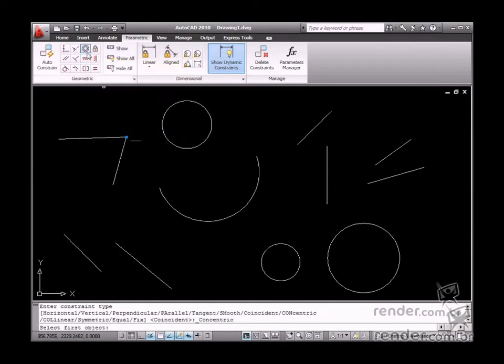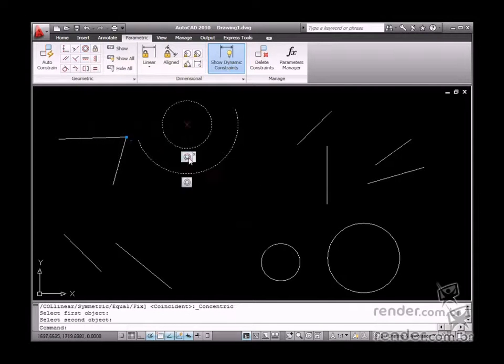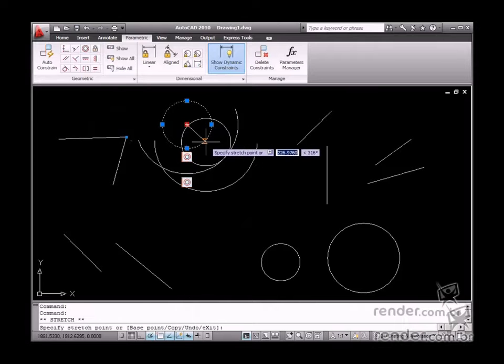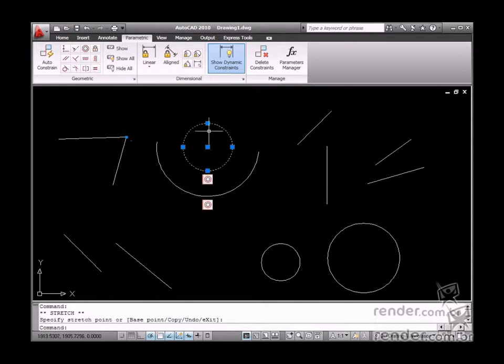Concentric. This relationship makes the arc centers and circumferences coincide, and then the entities are placed at the same center. Also in this case, whenever any element is moved, the others linked to it will move automatically. See.